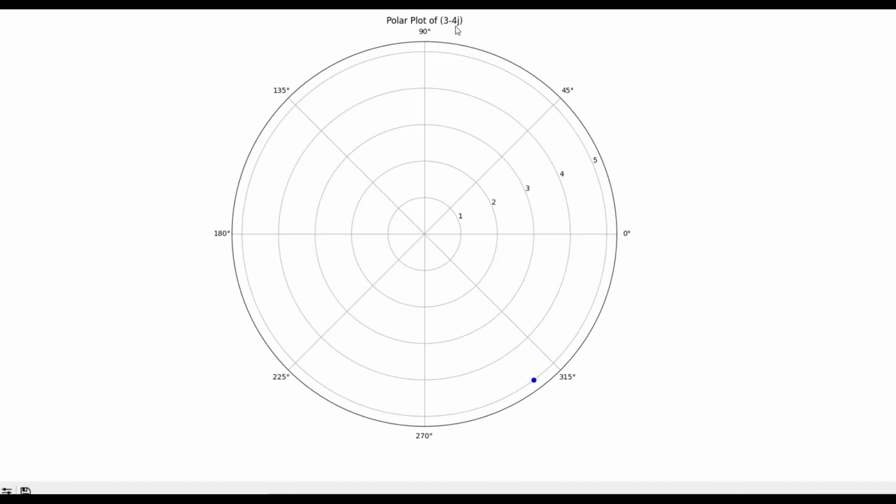3 minus 4i has a magnitude of 5. Right? 3 square plus 4 square, root of that is square root of 25, which is 5. So we can see over here, these are concentric circles, and the large circle has a radius of 5. And this point has a radius of 5 from the center. Obviously, right? And it has an angle of, it's over here, you can see it's around 306.